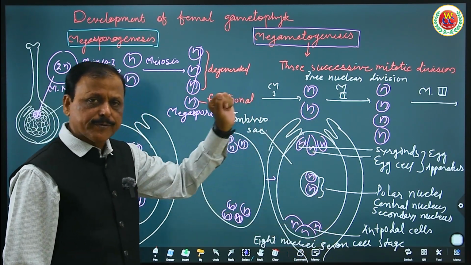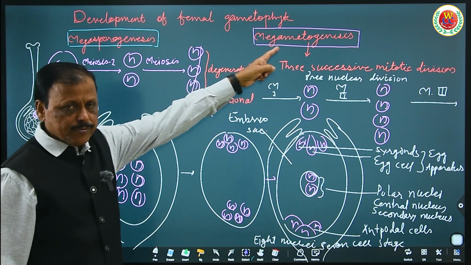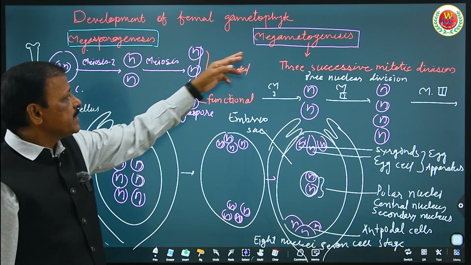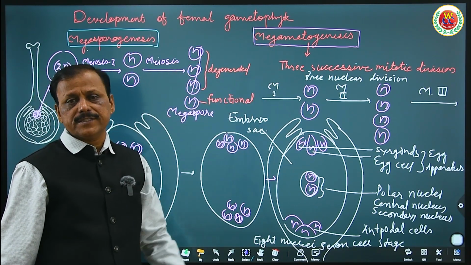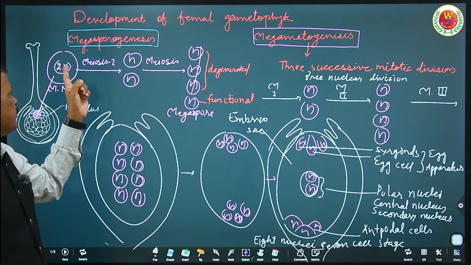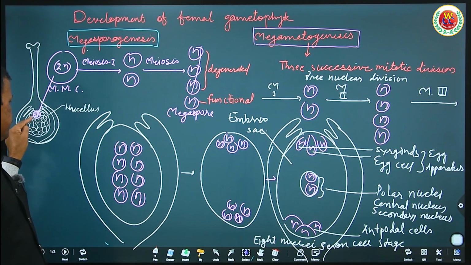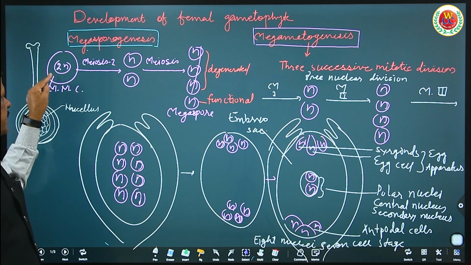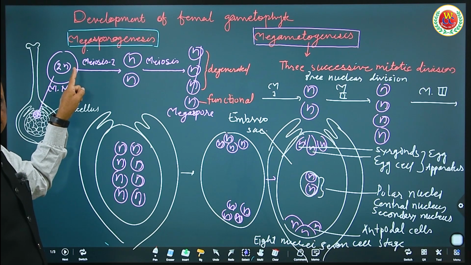Finally, this female gametophyte is developed. It occurs in 2 phases. One is megasporogenesis and the second is megagametogenesis. What is megasporogenesis? It is a process of formation of megaspore from the megaspore mother cell, which is present in the nucellus. First it enlarges in size and then undergoes reduction division.